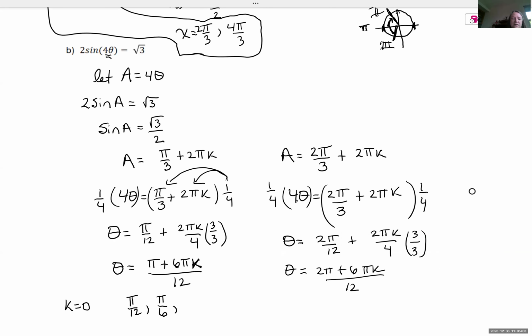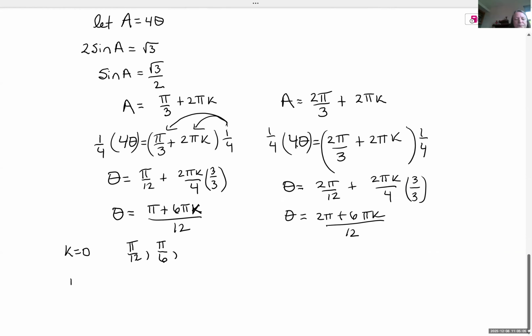Now I'm going to plug in k equals 1. So k equals 1. 1 times 6 pi is 6 pi. 6 pi plus 1 pi, so this is 7 pi 12ths. Plugging in 1 for k here, so that's 6 pi plus 2 pi. That's 8 pi 12ths. I'm just going to reduce it. 4 goes into both of those, so that's 2 pi thirds, which is still between 0 and 2 pi.